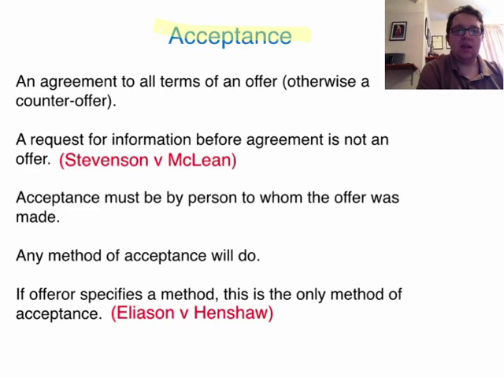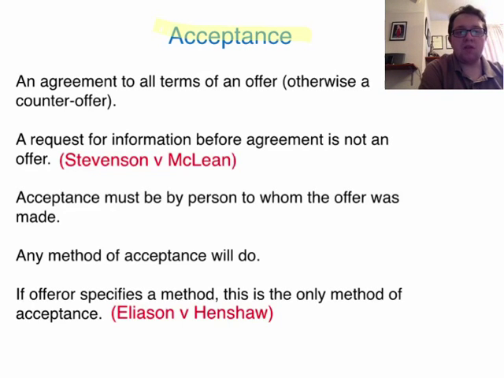Stevenson and McLean, and in this case where the claimant was offering iron for sale, the defendant, who in turn actually asked before accepting, could the goods be bought on credit, that wasn't acceptance, that was just a request to ask for something, so there was no contract at that point.